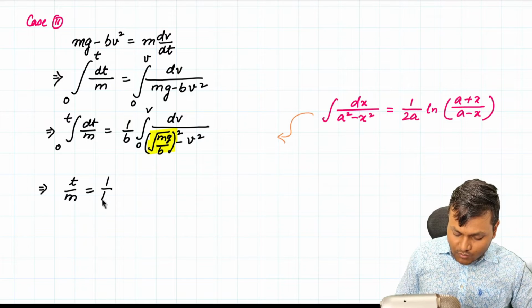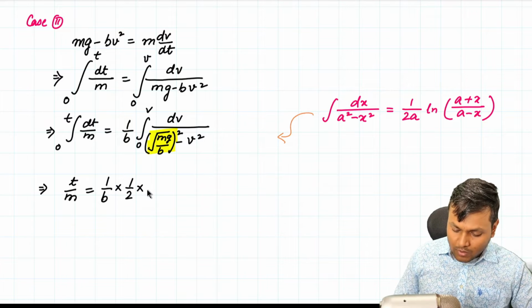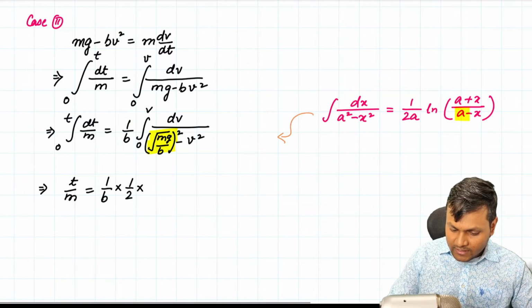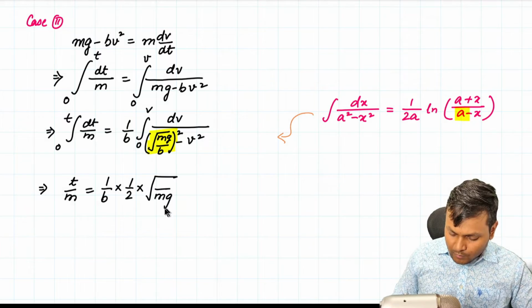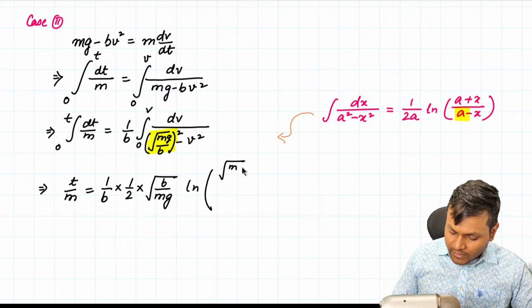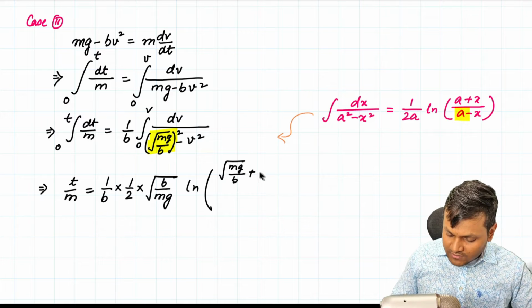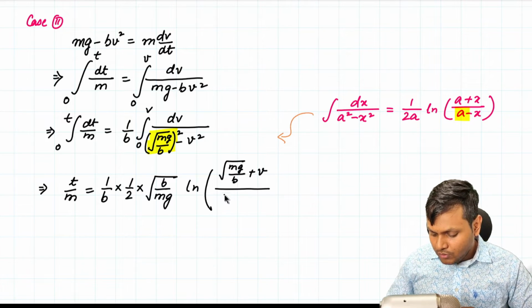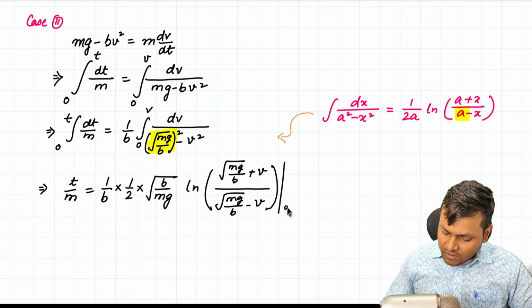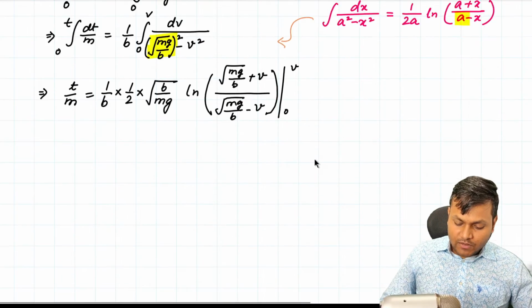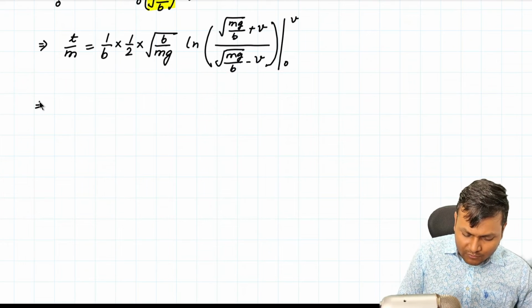The right hand side is 1 upon b multiplied by 1 upon 2 multiplied by 1 upon a here. The a here is root over mg upon b, and ln root over mg upon b plus v upon root over mg upon b minus v. Limits are from 0 to v. So let me simplify this. Just a few more calculations left.